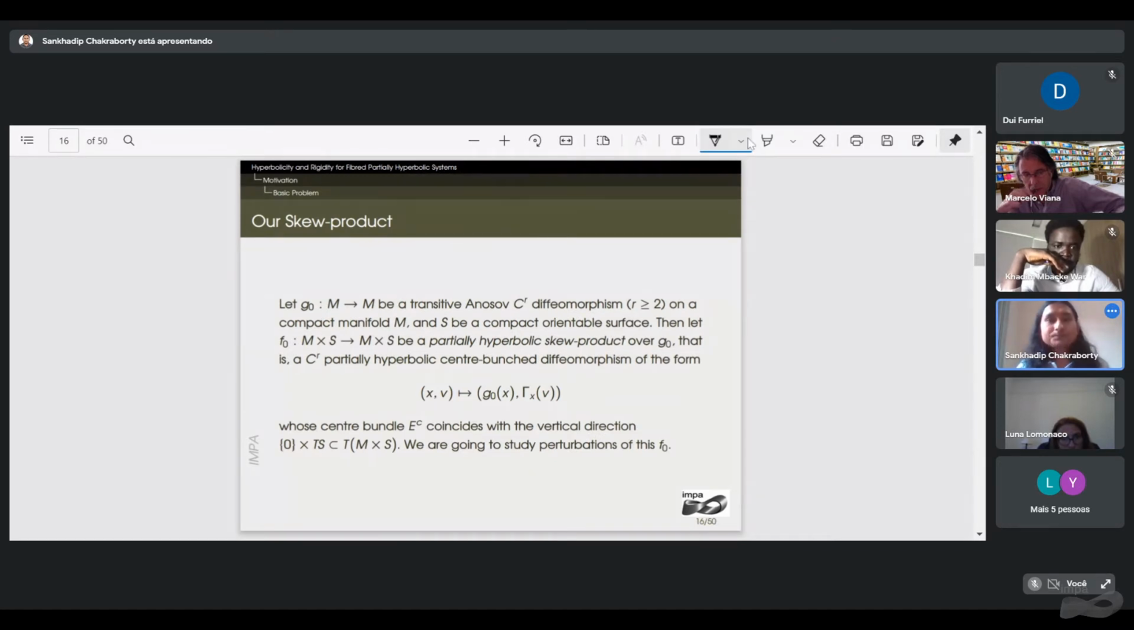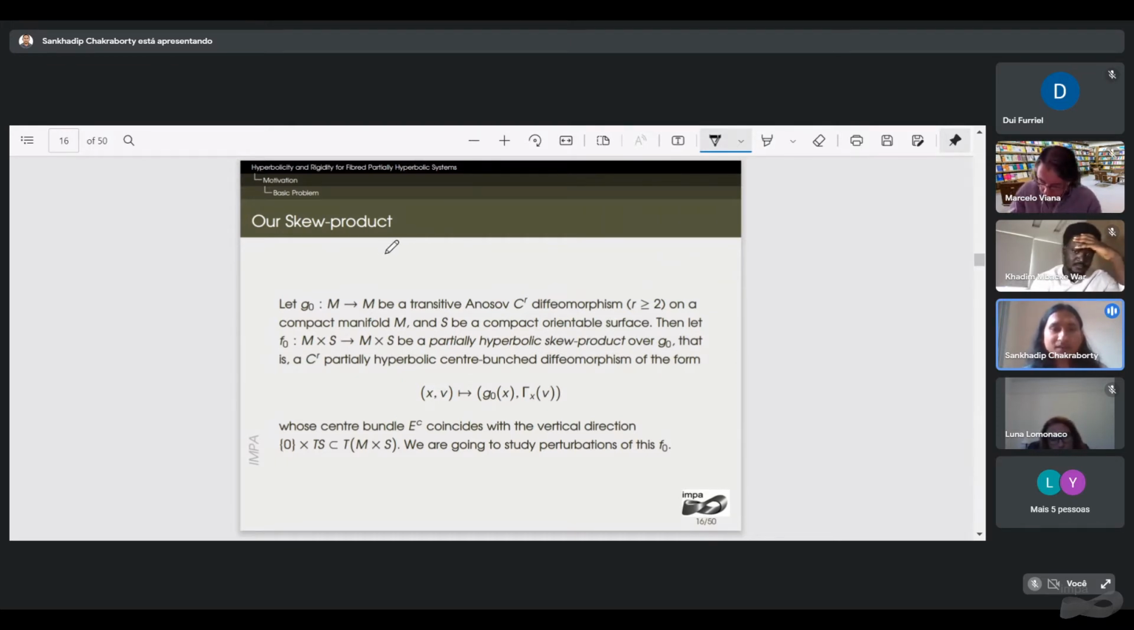Now we are coming to the objects that we are going to study, which are partially hyperbolic skew products with centered dimension 2. So suppose we have a manifold M, compact and everything with that assumed, and there's a transitive Anosov C^r diffeomorphism G0 as well, and S is a compact orientable surface.